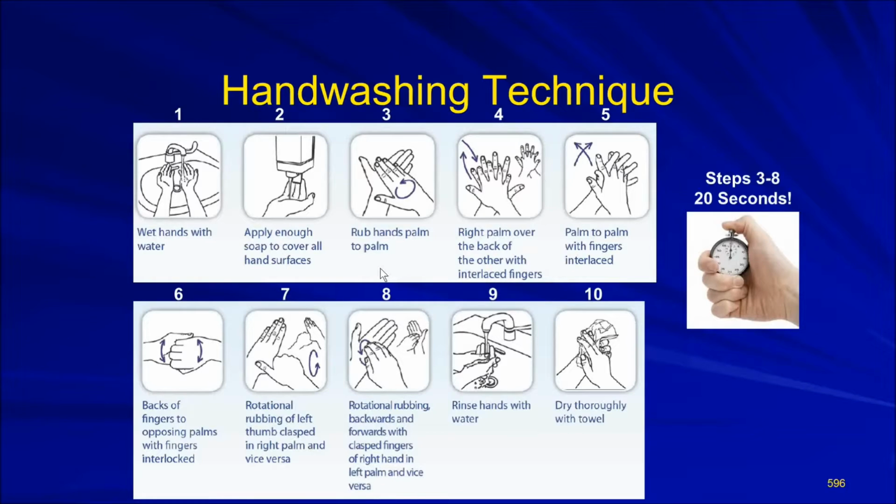And then finally, after the 20 seconds, steps 3 through 8, you want to make sure you rinse hands with water and then dry thoroughly with a towel. And drying is important too. Make sure you're not walking out of the bathroom with wet hands, because wet hands make it easier for bacteria and viruses to transfer onto your hands if you touch an object. So drying is also an important step of hand washing, and you should take the time to completely dry your hands as well.